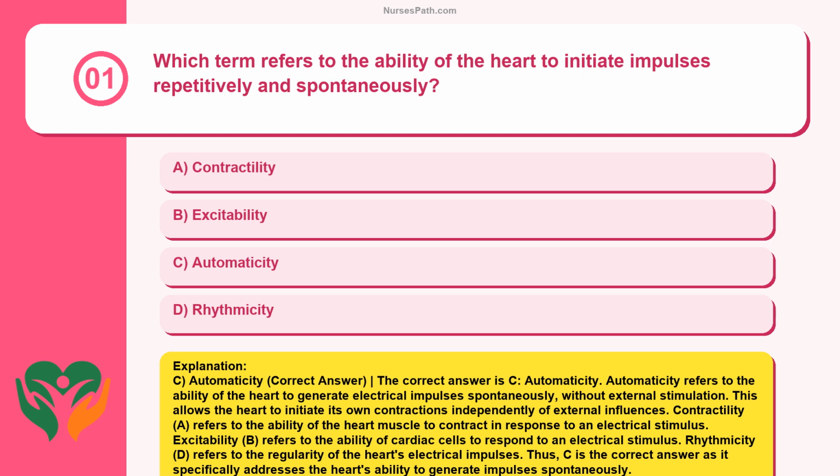Contractility, A, refers to the ability of the heart muscle to contract in response to an electrical stimulus. Excitability, B, refers to the ability of cardiac cells to respond to an electrical stimulus. Rhythmicity, D, refers to the regularity of the heart's electrical impulses. Thus, C is the correct answer as it specifically addresses the heart's ability to generate impulses spontaneously.